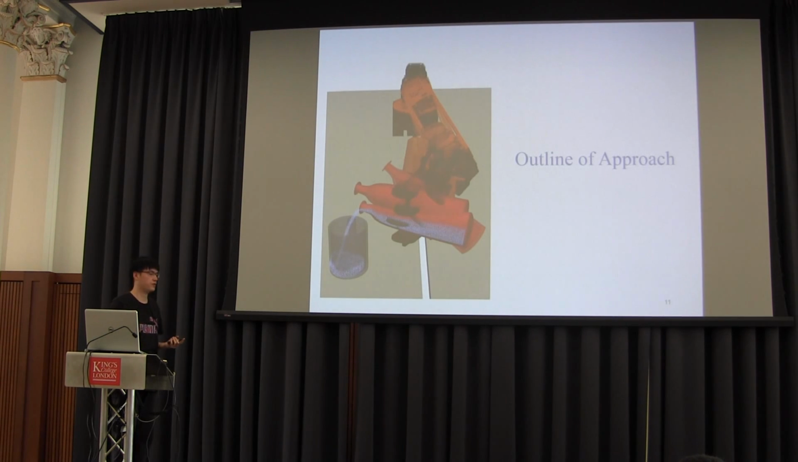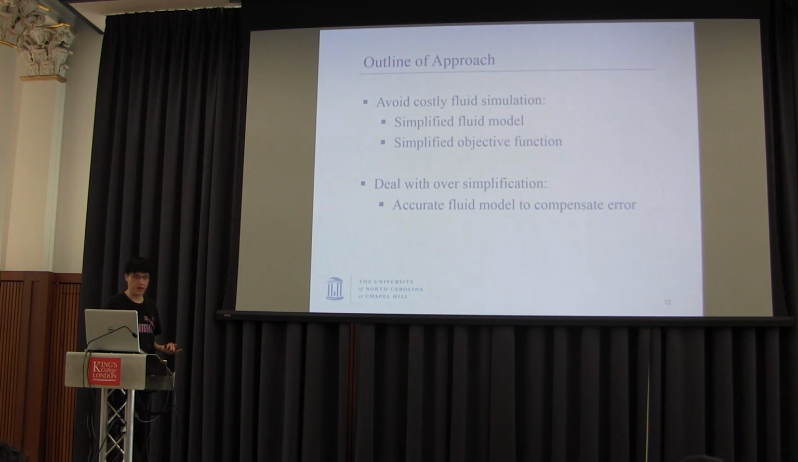So based on these previous works, we propose a new motion planning pipeline. The key contribution of our work is that we combine an accurate fluid model and a simplified fluid model. This simplified fluid model helps us define reliable gradient information so that we can use an efficient optimization-based motion planner to find a tentative solution. And the accurate fluid model is used to compensate for the error introduced by such simplification.